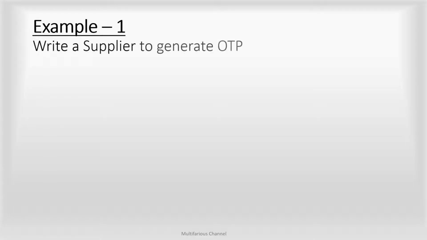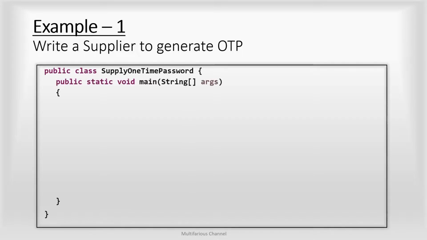So let us consider example 1. Suppose we are given a task to generate an OTP. So you know what is an OTP? An OTP is a 4-digit or 6-digit numeric or alphanumeric string of characters that is used for authentication nowadays. So let's try to implement this solution.